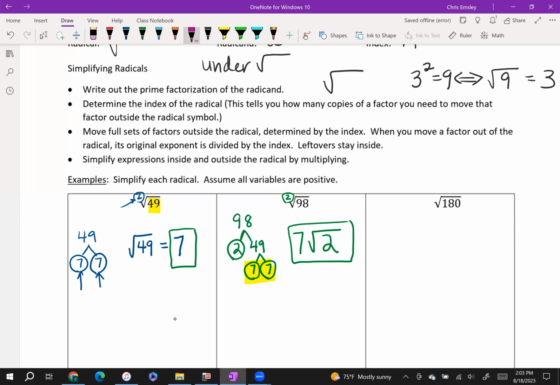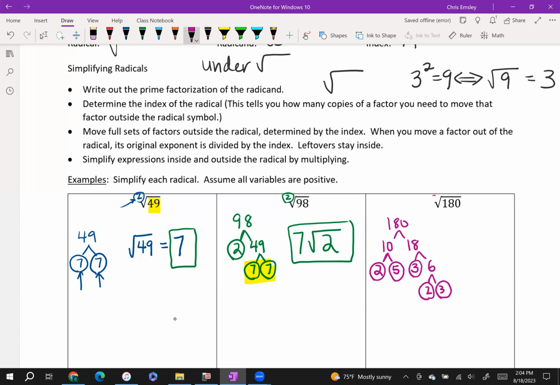Let's look at our next one, 180. Well, let's see. I know that one way we could write that would be 10 times 18. 10 can be broken down further into 2 times 5, but 2 is prime, so that one's done. 5 is prime. 18, you can break it down a few different ways. How about 3 times 6? 3 is prime, so that one's done. 6 is 2 times 3, and they're both prime. So if I multiplied all those circled numbers together, I would get 180 as my answer.